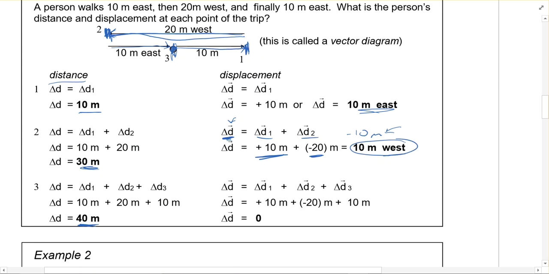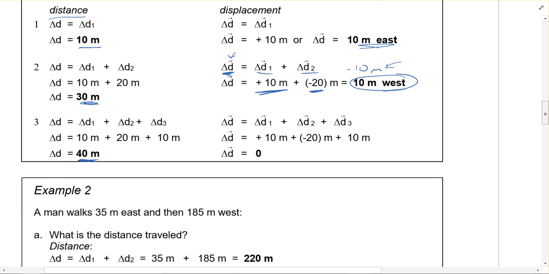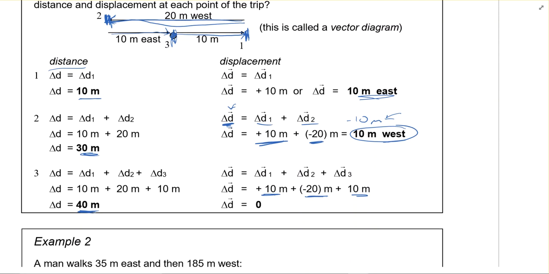You probably want to say west in the end in your answer just to be really explicit about what you mean. Okay, and then the last one, we just do the same thing. You add all three together, keeping track of the negatives. So we got positive 10, then negative 20, then positive 10. So the displacement of this person at the end was 0, because they are 0 away from their reference point.